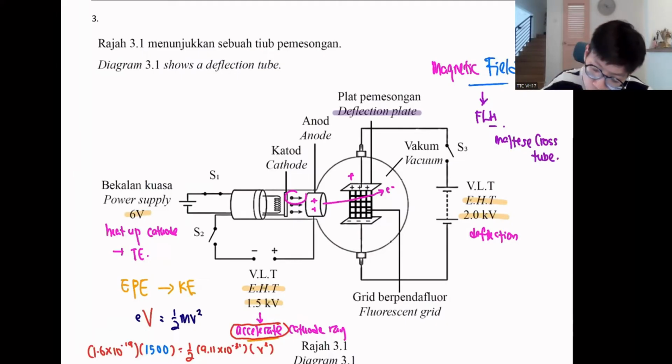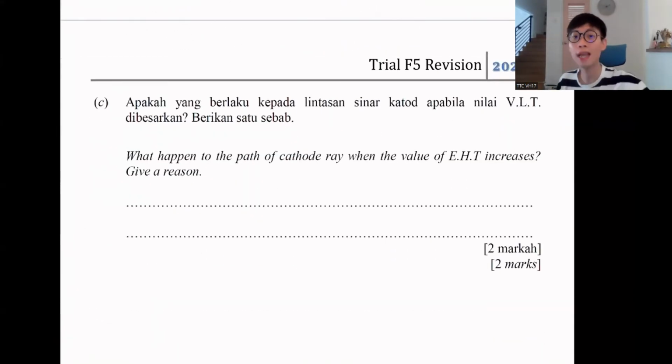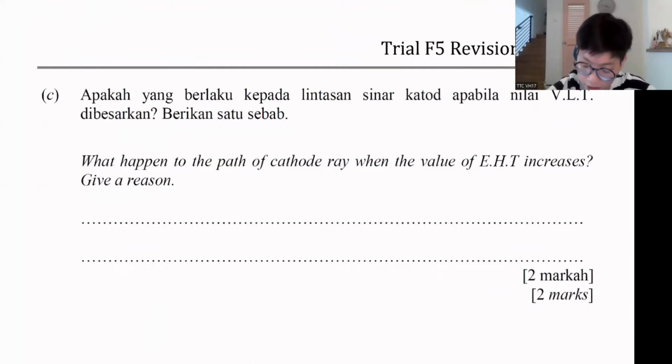If you have no problem, then we continue. Here we have the path of the cathode ray in a deflection. Complete the path of the cathode ray. What happens to the path of the cathode ray when the value of EHT increases? When the value of EHT increases, what will happen?